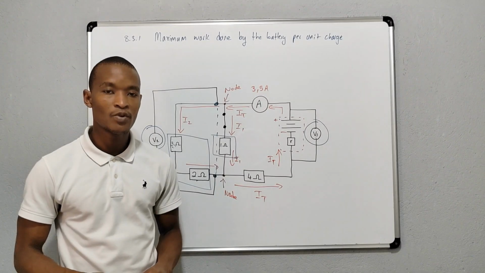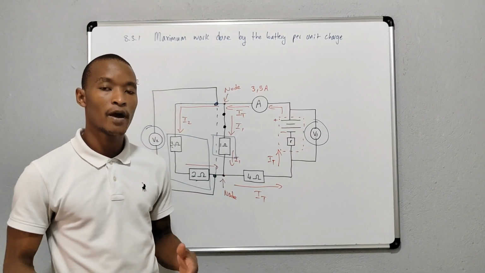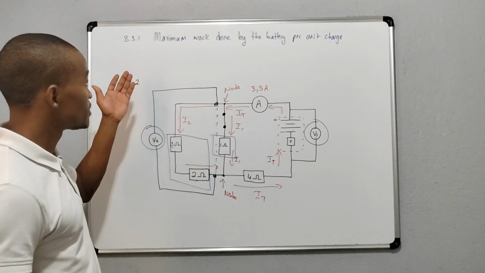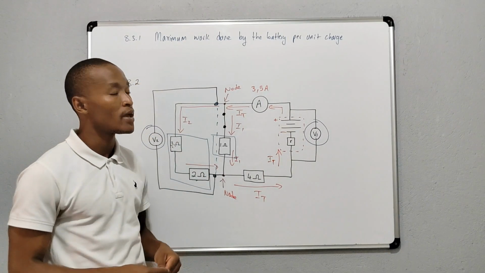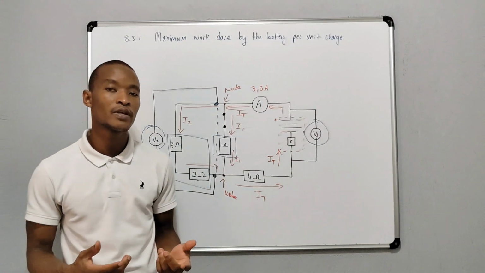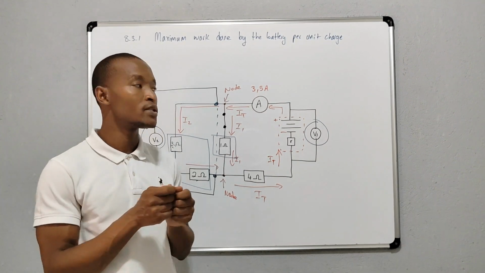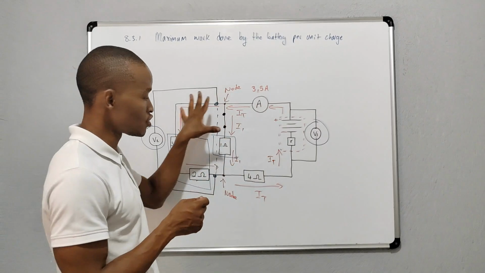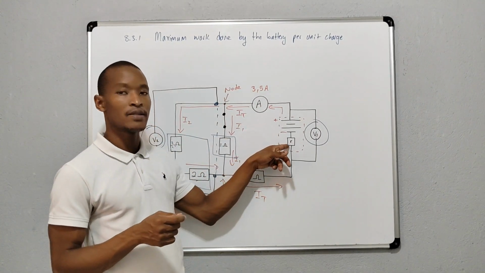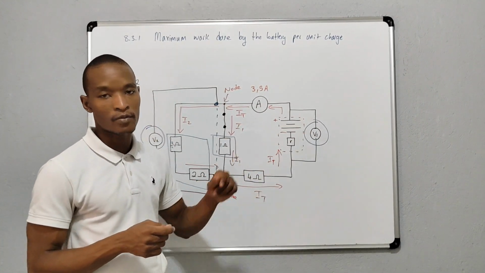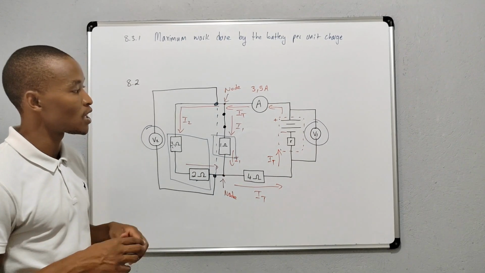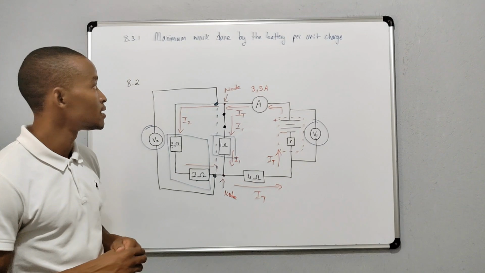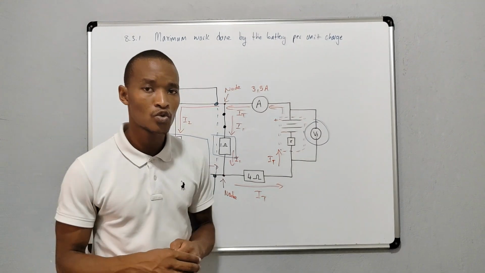All right, so in 8.3.1, we're asked to define what EMF is, and this is the maximum work done by the battery per unit charge. Alternatively, you can say it is the reading on the voltmeter when the switch is open. In other words, when there is no flow of current, what is that reading that we get from the voltmeter? All right, so that becomes another alternative definition that you can look at. Good stuff.